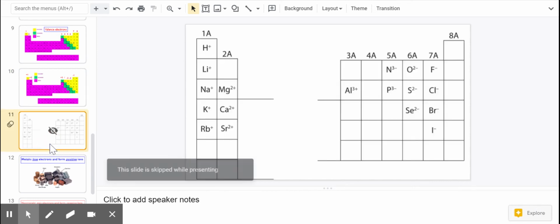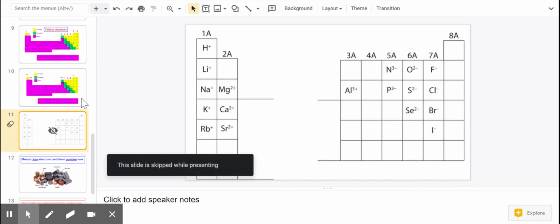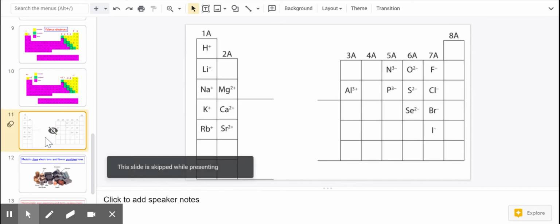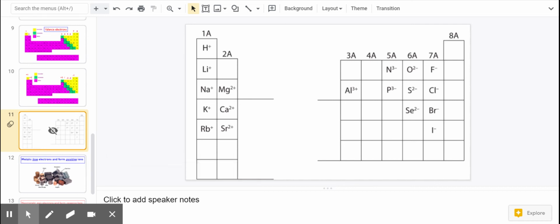I would say we're going to take notes on this page. And then I'm going to show you some typical ions, very popular ones in the world. There's positive 1, positive 2, 3, and negative 3, negative 2, negative 1. Oxygen always forms a negative 2 charge. And sodium is positive 1 charge.